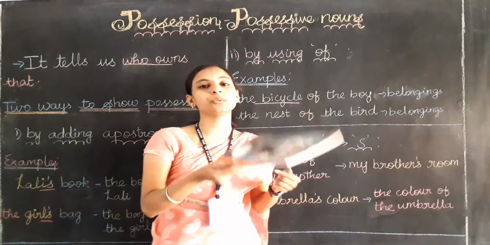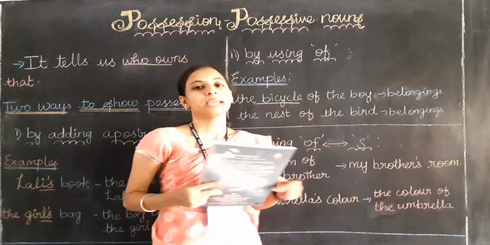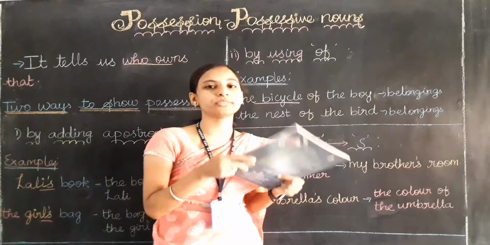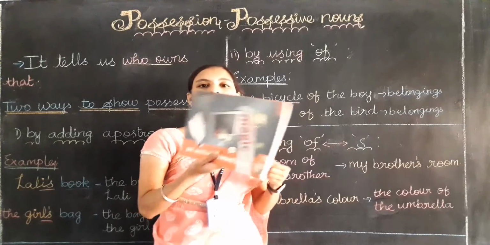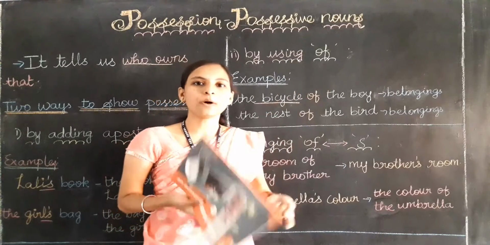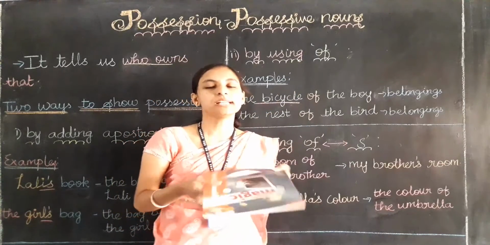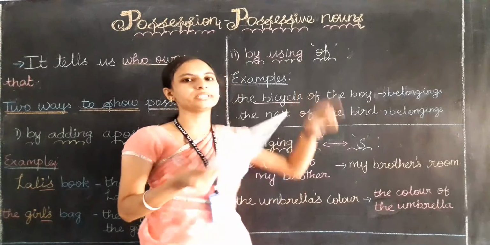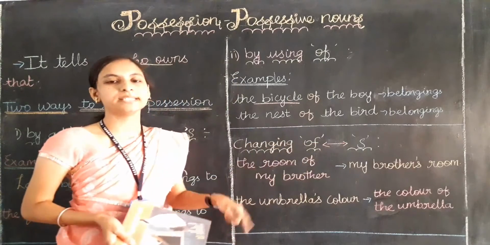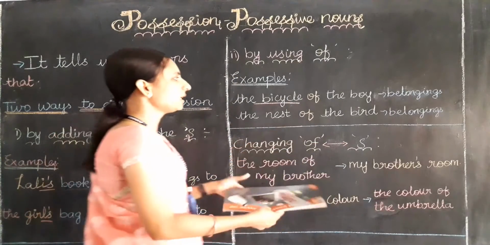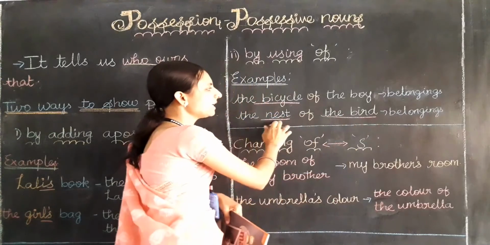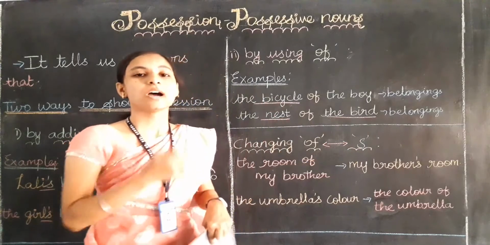Suppose this book belongs to a girl. How can I say by using of? The book of the girl. If the book belongs to the boy, I say the book of the boy. If it belongs to the girl, the book of the girl. Clear? See the second example: the nest of the bird. Here the nest belongs to the bird, so I say the nest of the bird.